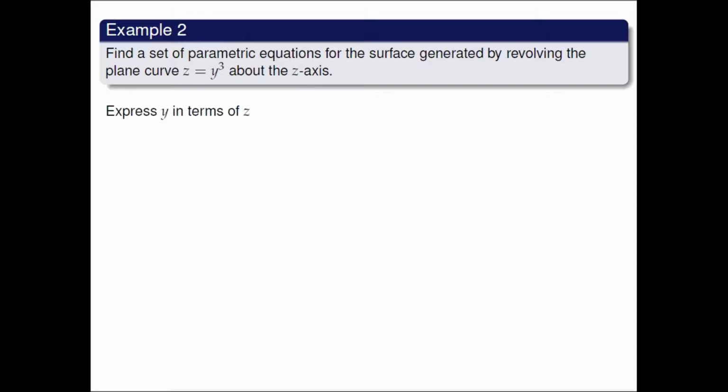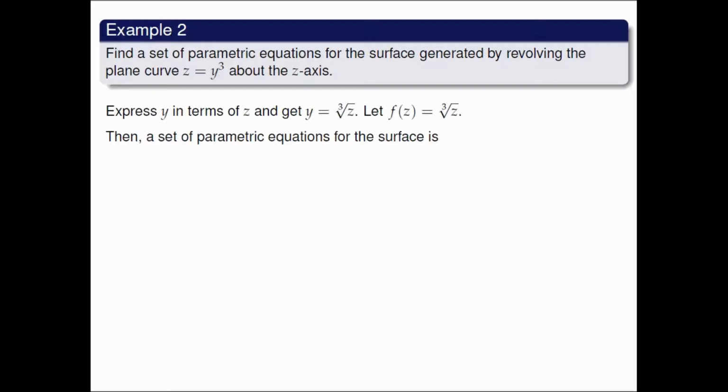Here we express y in terms of z, and we get, since z equals y cubed, y equals the cube root of z. This is an equivalent equation of the plane curve. Let f of z equals cube root of z. So the plane curve has equation already of the form y equals f of z. We are now ready to have the set of parametric equations.